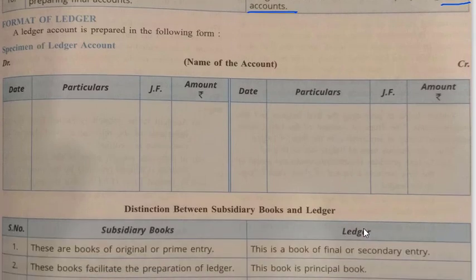A ledger account is prepared in the following form. So here we said that there are two sides. In between we have this double line. On the left hand side we record date, particular, journal folio and amount for accounts to be debited, and on the right side we write date, particular, journal folio and amount for credit. So this is how we will make the columns and we will record.